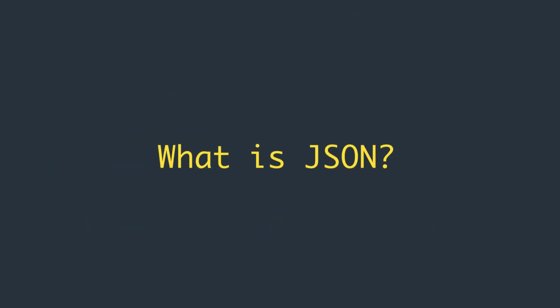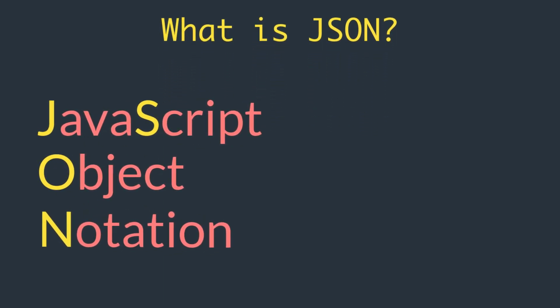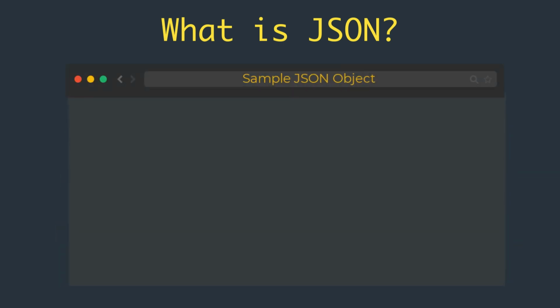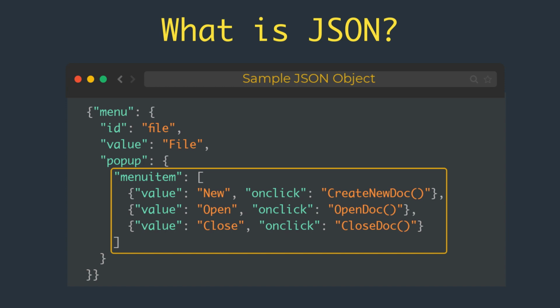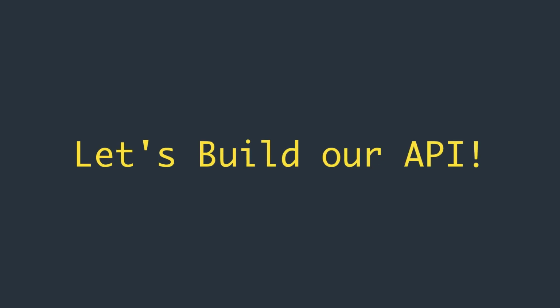Now let's move to what is JSON. JSON stands for JavaScript Object Notation, which is a lightweight data interchange format. JSON is a text format that is completely language independent. It can easily be sent to and from a server and used as data format by any programming language. Here's an example of a simple JSON object. Here you can see we have key value pairs. It can be nested and also in the form of an array to present multiple nested objects. Awesome. Let's start building our API.